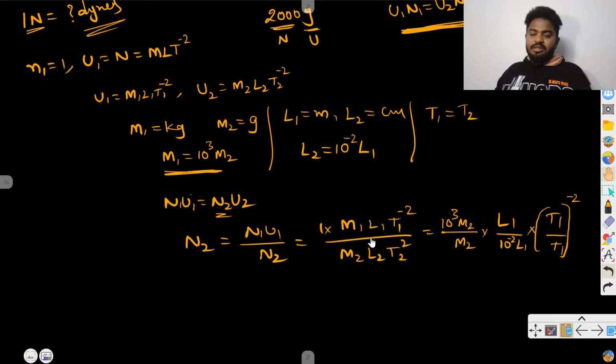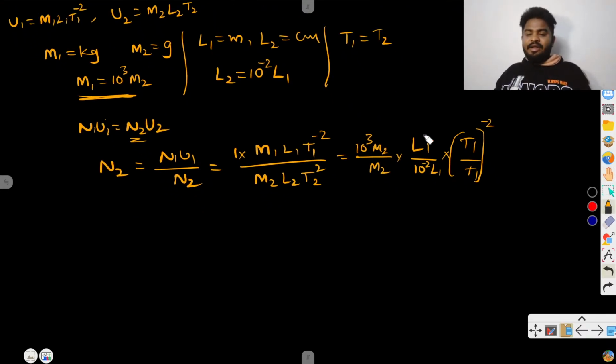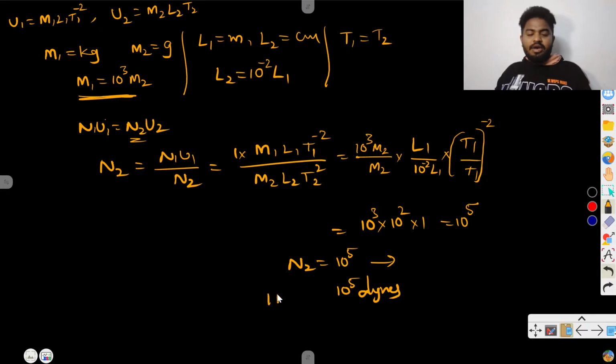So now let's solve this. M1, M1, L1, L1, T1, T1 get cancelled. Then 10 to the power of 3 into, if you take it into the numerator, 10 to the power of 2 into 1, that means 10 to the power of 5. So you got the N2 value as 10 to the power of 5, which I can tell as the numerical value in the second unit, I can tell 10 to the power of 5 dynes. Means 1 Newton is equal to 10 to the power of 5 dynes. This is how you can convert one system's units to another system.